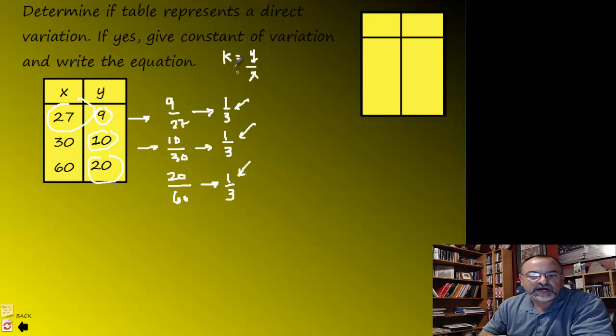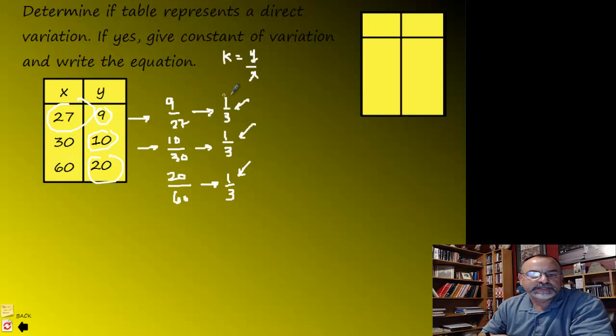It remains constant. So this actually is a direct variation because every ordered pair produces the same constant when you put y over x. Now this number that we get is the constant of variation. So we know what k is now, so then we could write the equation.